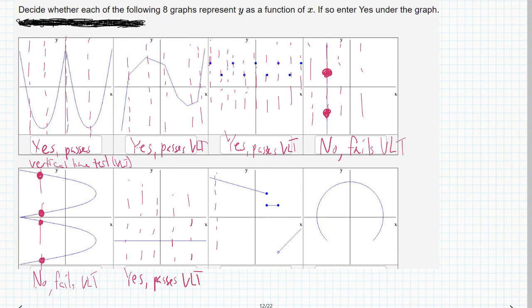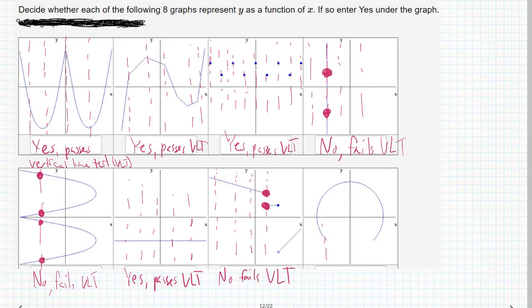For our next one, we're looking good so far, looking good so far, looking good. Uh-oh, right there. And this is the only part where we have a problem, just those 2 points, but all it takes is 2. This is no, fails the vertical line test.